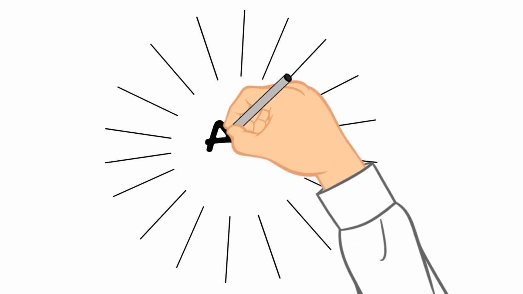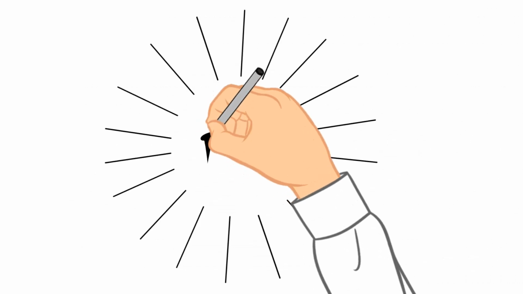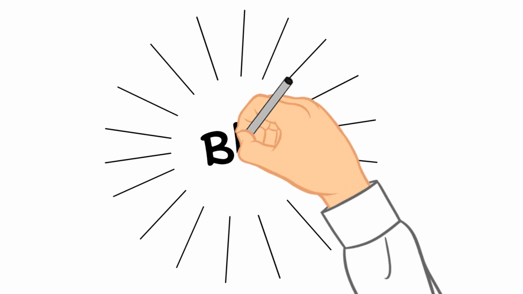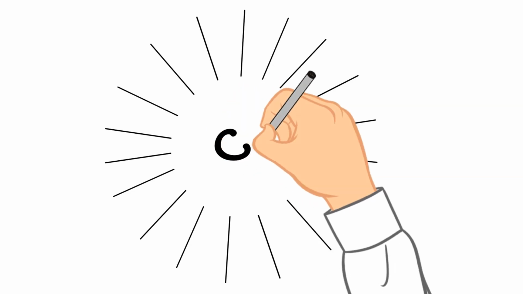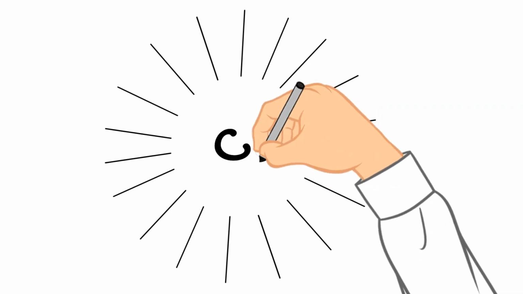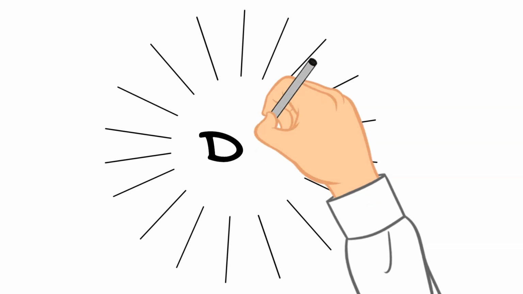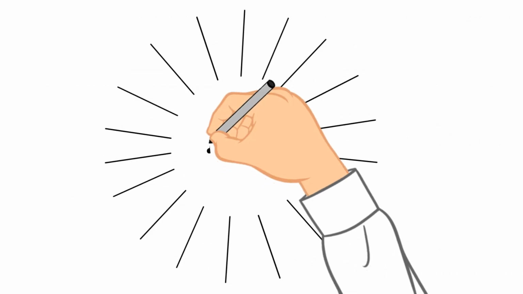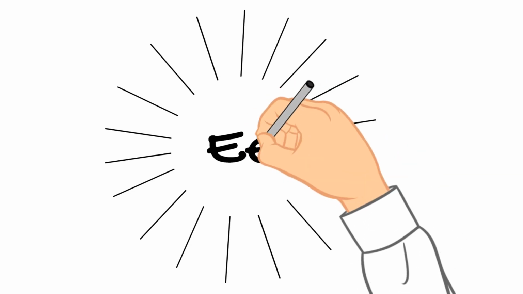A has the long sound of A and the short sound of A. B has the long sound of B and the short sound of B. C has the long sound of C and the short sound of K. D has the long sound of D and the short sound of D. E has the long sound of E and the short sound of E.